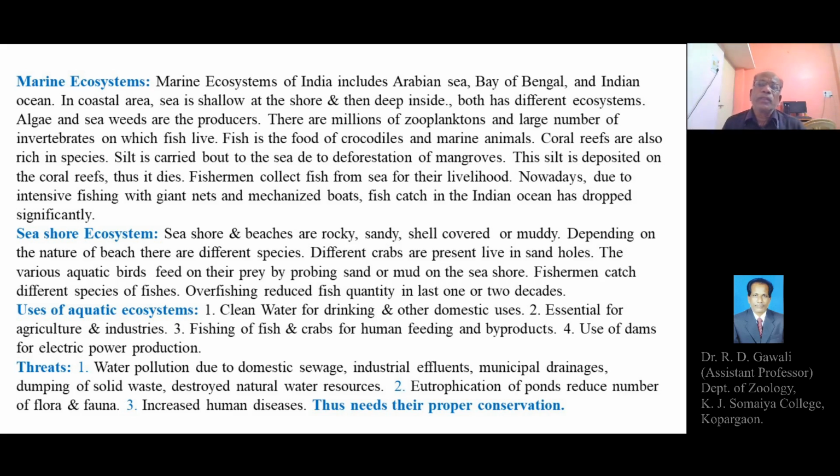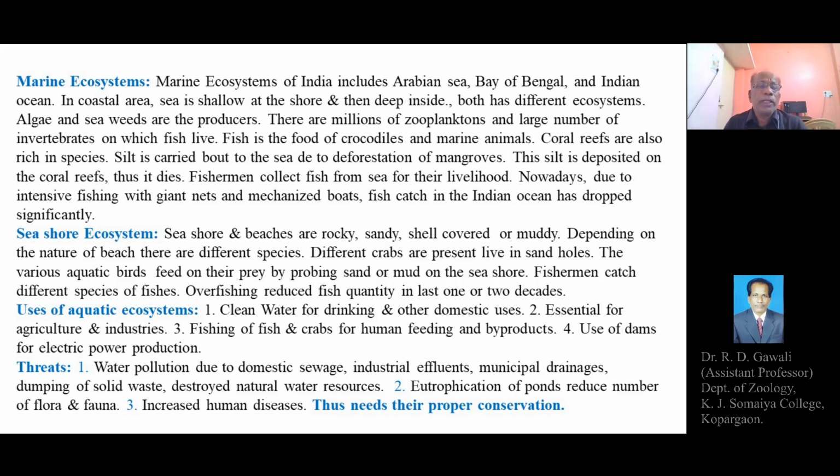So for the movement of the turbines, the dam water is used for the cyclic movements of the turbines so as to generate the electric power. So, by using dams for electric power or electricity production, one can use these aquatic ecosystems.